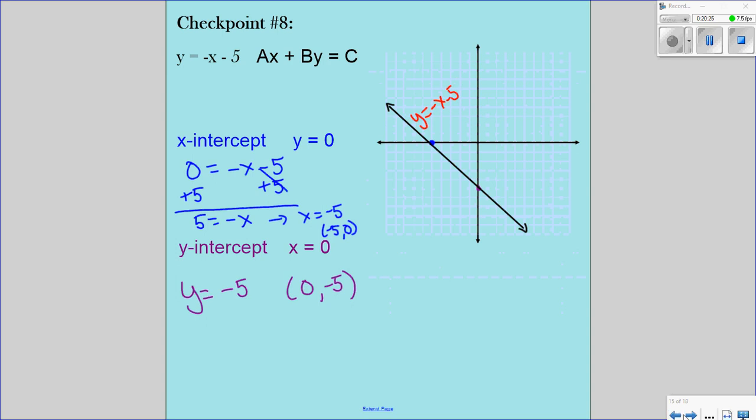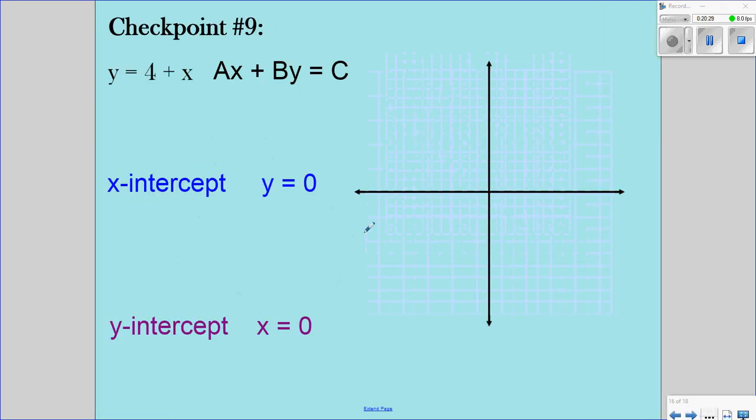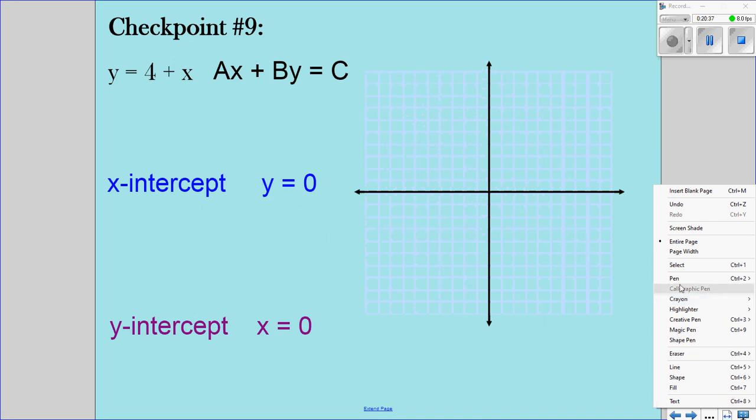Keep that there for a while. Okay, next one. So for this one, same thing. Let's go back to blue.